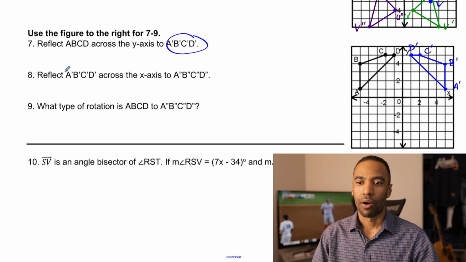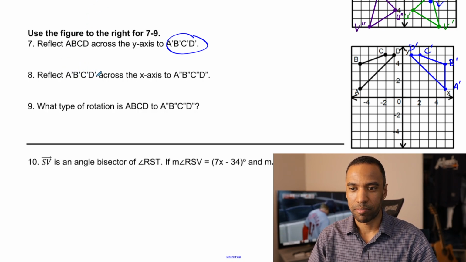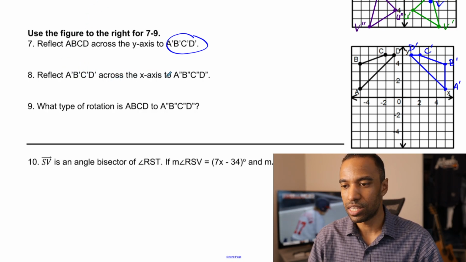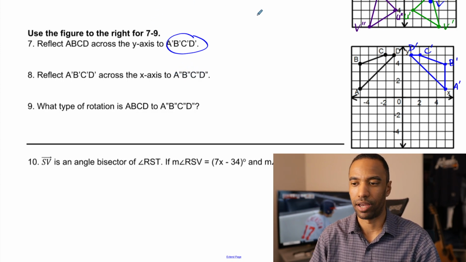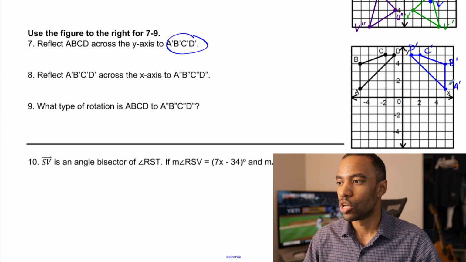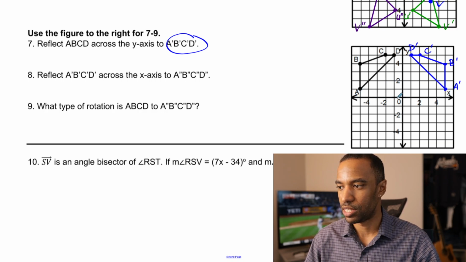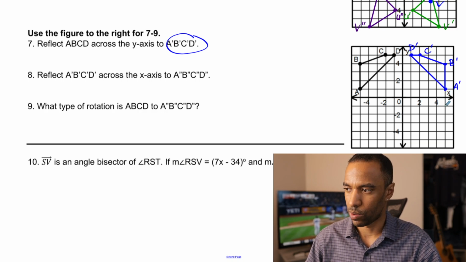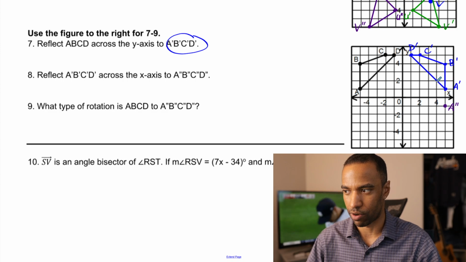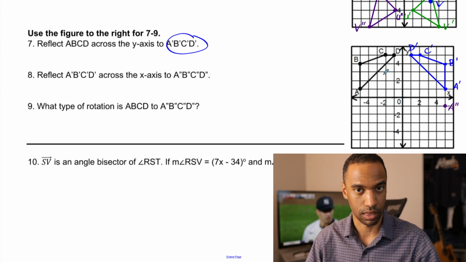Boom. All right, now we're going to take A prime, B prime, C prime, D prime, and reflect it across the x-axis to A double prime, B double prime, C double prime, D double prime. So same-ish goes, only now here's the x-axis. We're going across this way. A prime is 1 unit away, so A double prime will also be 1 unit away. Remember, we are doing this from these ones, not these ones.